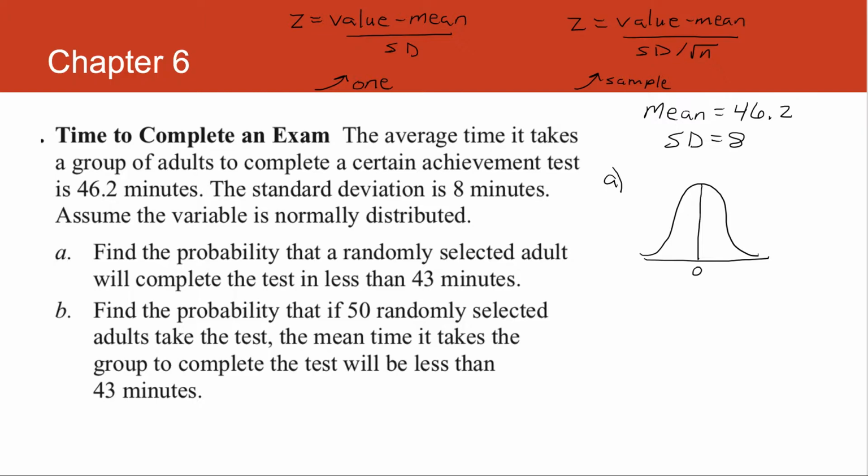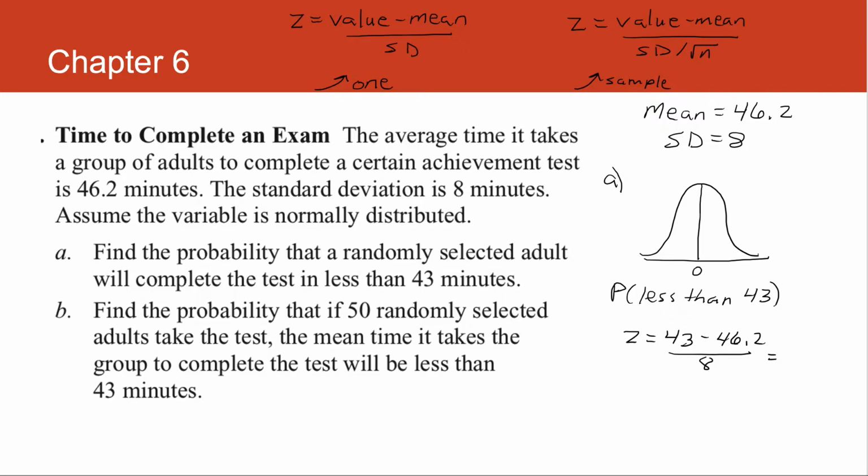All right, so when we look at the first part of this problem, it says find the probability that 8 randomly selected adults, so we're talking about 1, and we want it to be less than 43 minutes. All right, so I need to take that 43 minutes, put it into my formula for 1, and calculate a z-score. All right, so I'm going to do that first. And so my value is 43, my mean is 46.2, and my standard deviation is 8.